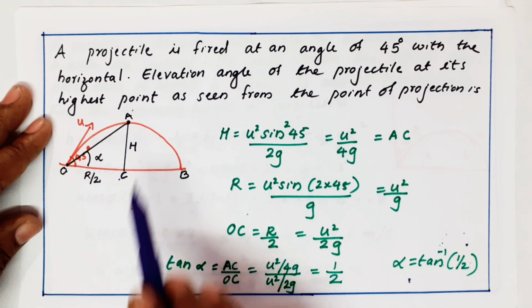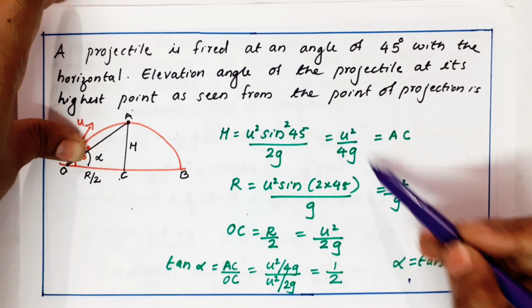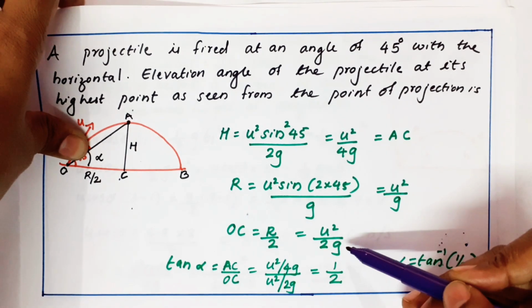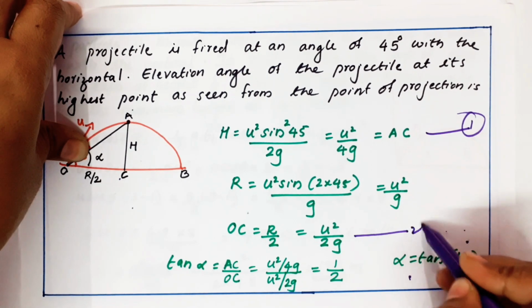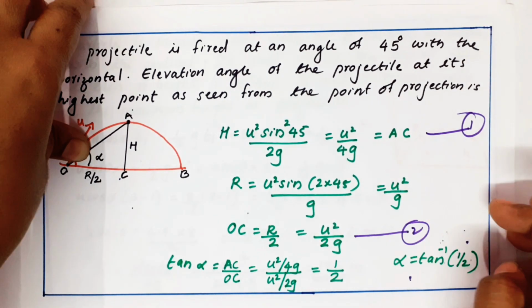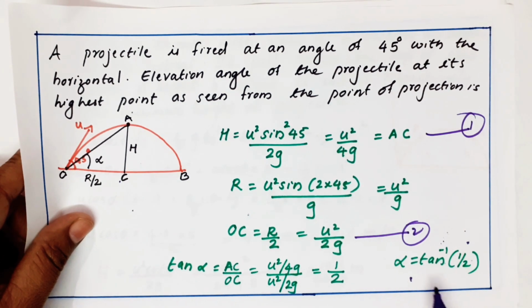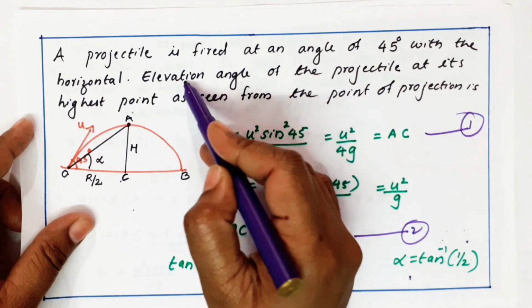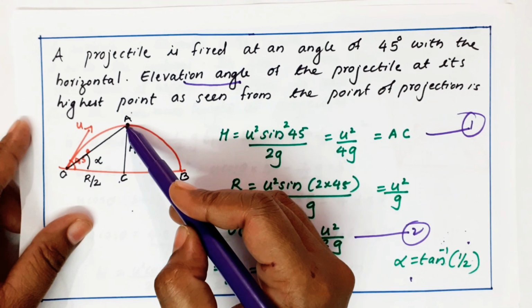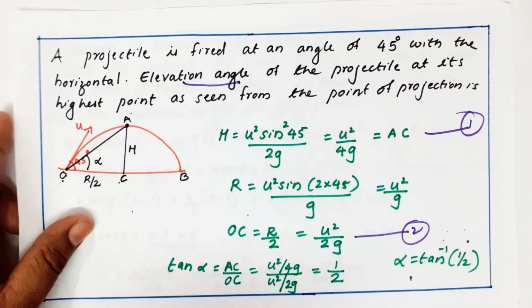So what is tan alpha? Opposite side by adjacent side, that is U square by 4g divided by U square by 2g. We are dividing this equation and this equation, so that is 1 by 2. Therefore alpha is equal to tan inverse of 1 by 2. Only one thing you should remember: what is the elevation angle? From this point you have to join to the ground, or to the initial point, and the angle formed is the elevation angle.